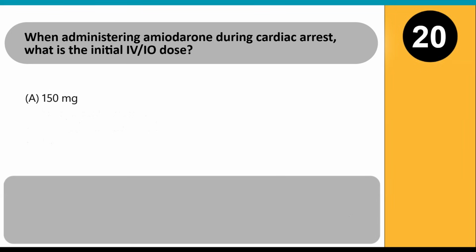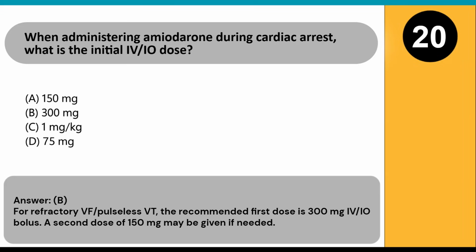When administering amiodarone during cardiac arrest, what is the initial IV/IO dose? A. 150 mg. B. 300 mg. C. 1 mg per kilogram. D. 75 mg. Answer: B. For refractory VF/pulseless VT, the recommended first dose is 300 mg IV/IO bolus. A second dose of 150 mg may be given if needed.